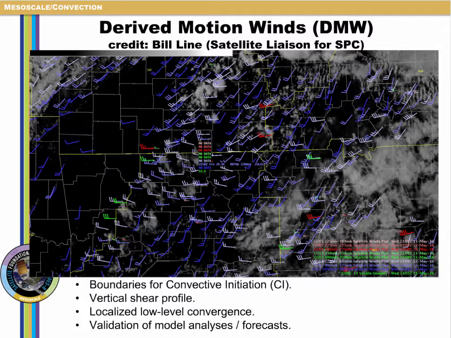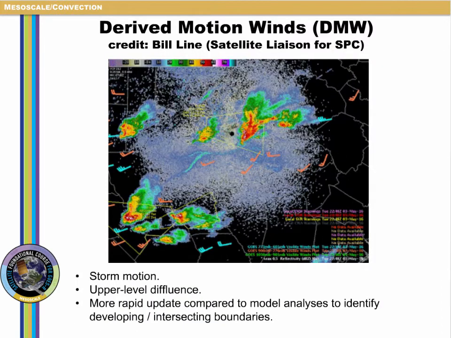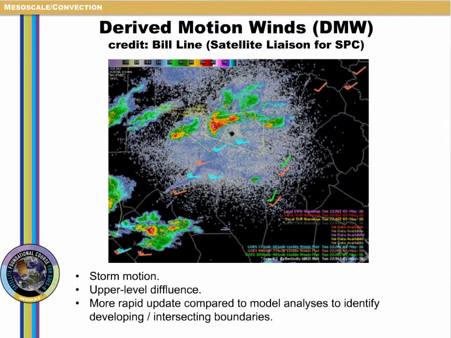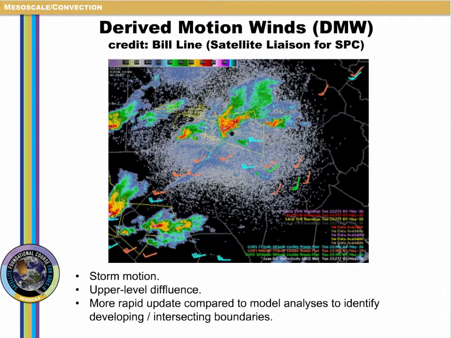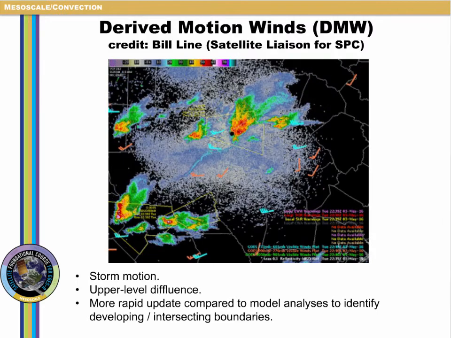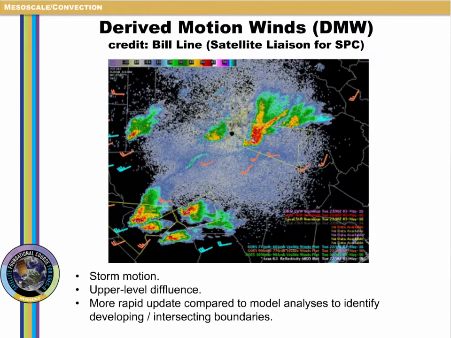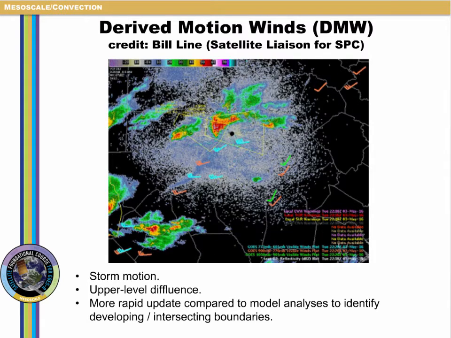You may also be able to identify regions of localized low-level convergence and associated boundaries for convective initiation or intersections with existing storms. You may also use the winds to validate familiar model analyses or forecast. Other applications of derived motion winds include assessment of storm motion, upper-level diffluence, and as depicted in this loop, you can detect developing and intersecting boundaries in the winds. Therefore, this data source provides a more rapid update compared to familiar hourly model analyses.